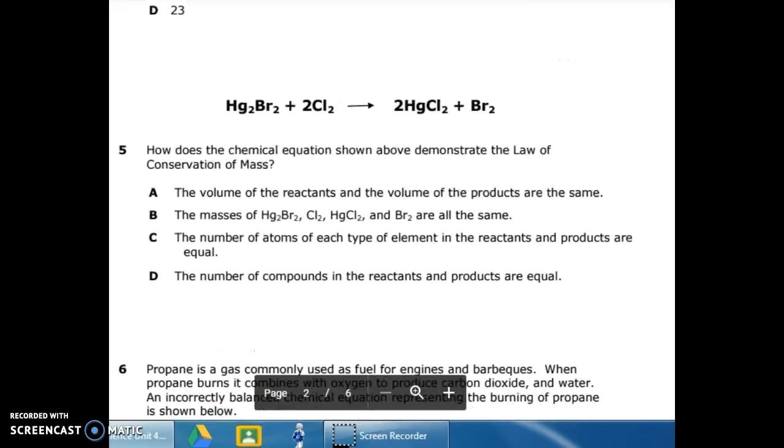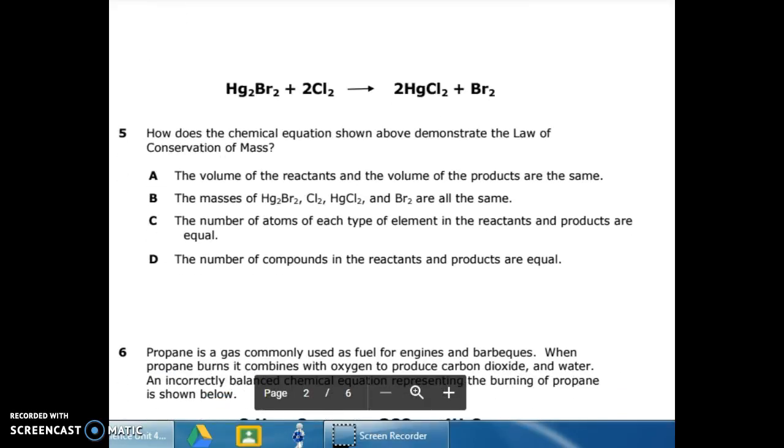The next question, question 5. How does the chemical equation shown above demonstrate the law of conservation of mass? So this question is asking you basically, what is the law of conservation of mass?